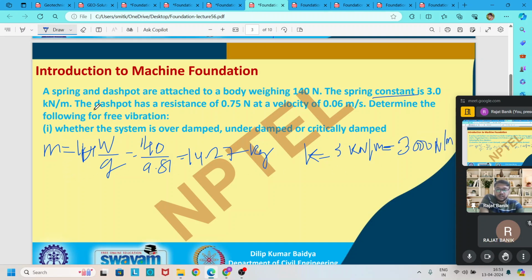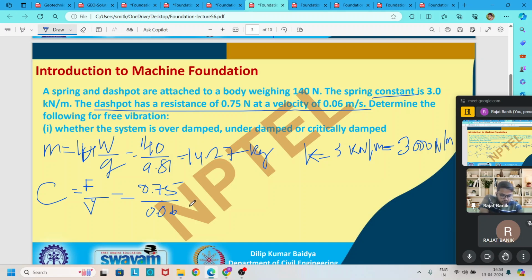Then we have to find out the damping coefficient for this system. By this given arrangement, we know that the damping coefficient is equal to damping force divided by velocity v. The damping force is given as 0.75 Newton, and the velocity is given as 0.06 meter per second. So it becomes 0.75 divided by 0.06, which is 12.5.